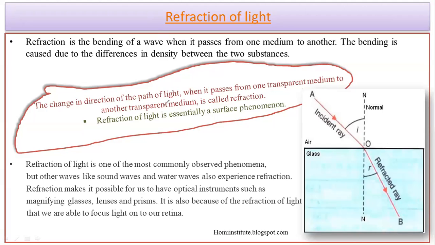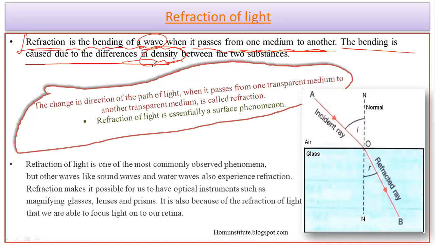So once again, when we talk about refraction, refraction is only the bending of the light ray when it passes from one medium to another medium, and this bending is caused due to the difference in density. When we observe the different kinds of mediums, whether transparent or translucent, they have different density. Basically we call it optical density.